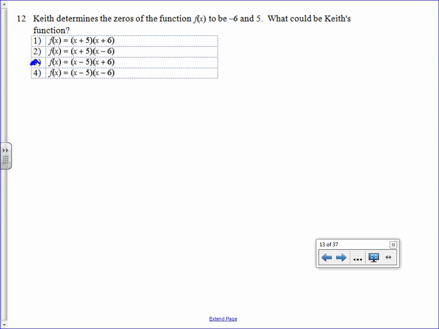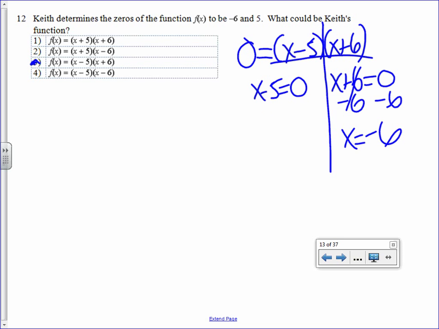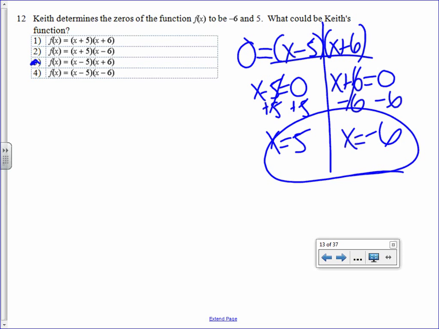Another way to do this, when you're finding the zeros algebraically, you're setting each factor equal to 0. So 0 equals x minus 5, x plus 6. And when you set each factor equal to 0, you get negative 6 and positive 5. You might be thinking, well, this is easier. Well, most of you will know that the zeros hit the x-axis, so if you can do it graphically, do it graphically.